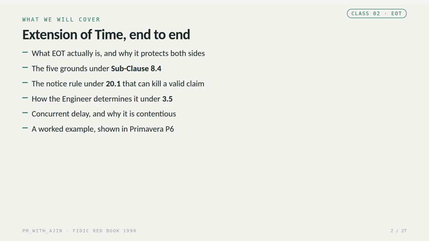Here's our plan for the class: what an extension of time really is, and why it protects both sides. The 5 grounds under subclause 8.4. The notice rule under 20.1 that can quietly kill a valid claim. How the engineer determines it under 3.5. Concurrent delay, which is where most arguments happen. And then a full worked example, shown step by step in P6.